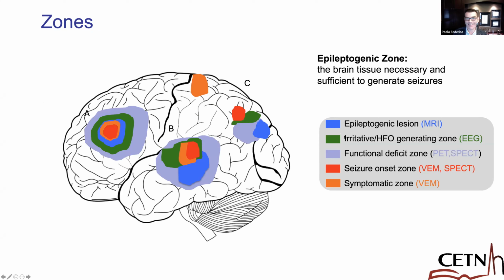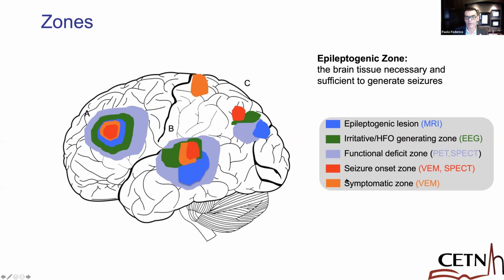Next is the irritative zone, which is identified by interictal discharges, or the HFO generating zone, shown in green here, followed by the functional deficit zone, which can be identified by interictal PET and SPECT, which I'll discuss. And all of these can be performed as an outpatient on scalp EEG, for example. Then the seizure onset zone is arguably the most important pre-surgical marker of the epileptogenic zone, and this is shown in red. This is identified by ictal EEG recordings, as well as ictal SPECT.